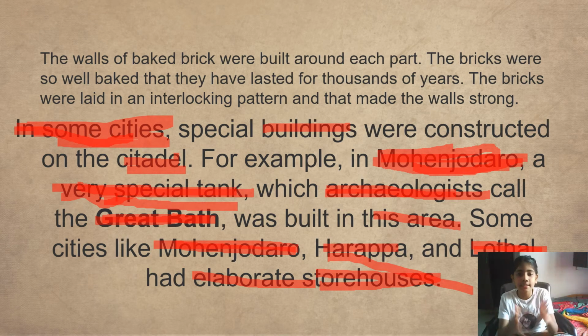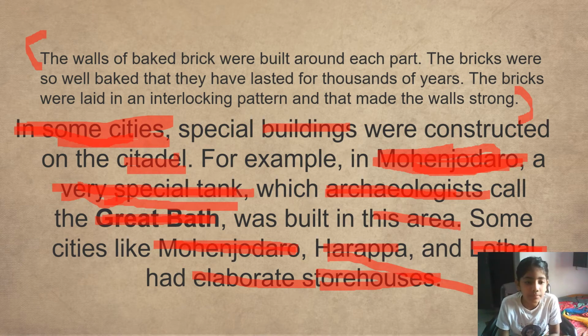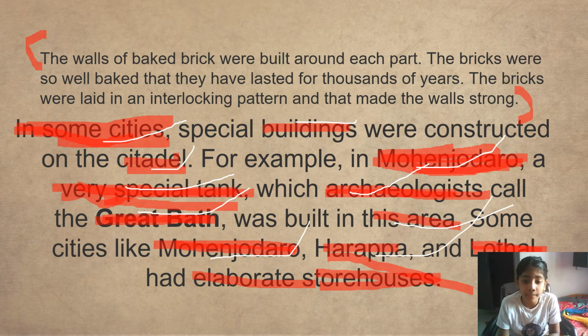Let's again see the paragraph. I have underlined the main points in red. In some cities, buildings were built in a citadel, like Mohenjo-daro. In Mohenjo-daro, a very special tank, which archaeologists call the Great Bath, was built. Some cities like Mohenjo-daro, Harappa and Lothal had big storehouses. So in this page we discussed the bricks, the Great Bath, and the storehouses built in Mohenjo-daro, Harappa and Lothal.